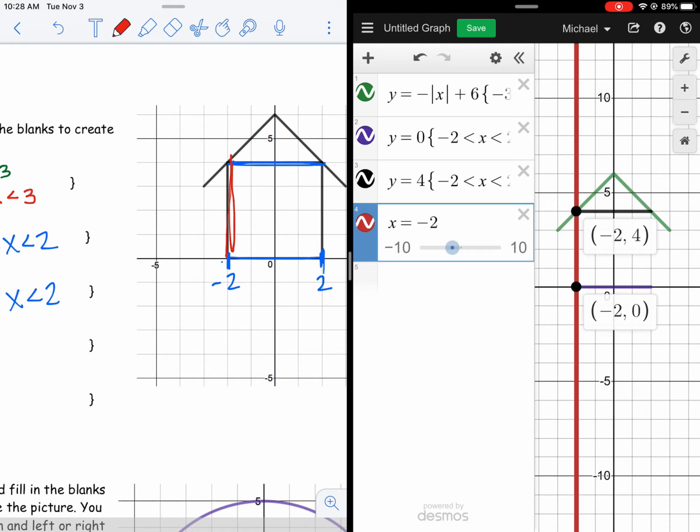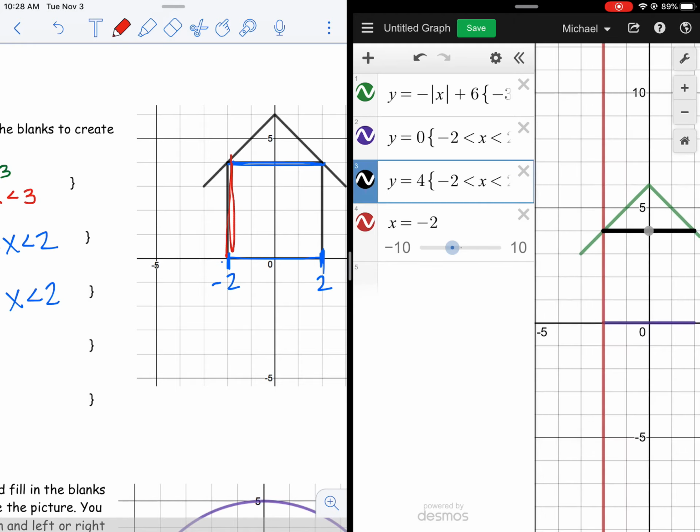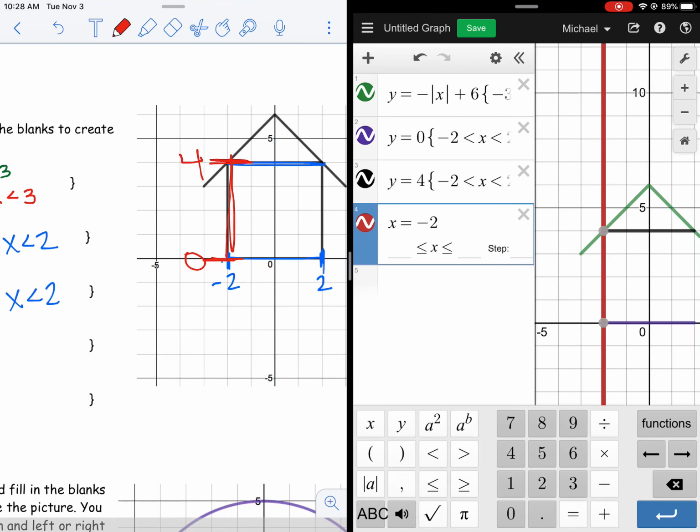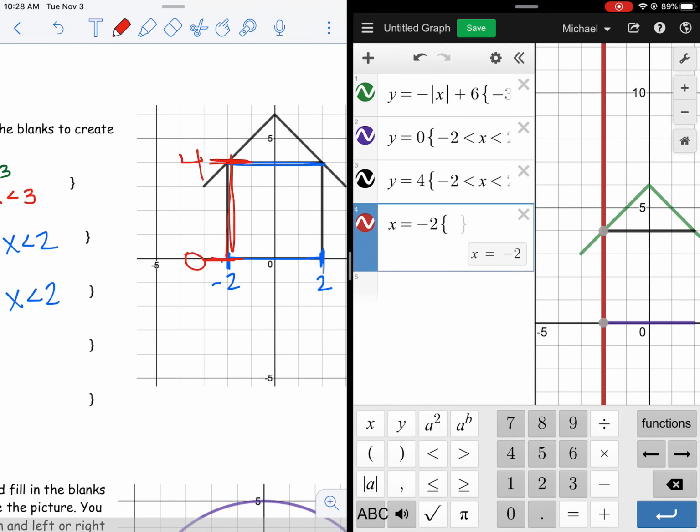I need to cut it off at 4 and at 0, right? I need to cut those off. I need to cut it off up here at 4 and down here at 0. And those are y coordinates. So for this one, I need my brackets, and I need 0, starting at the bottom, less than y, because it's the y coordinates, less than 4.